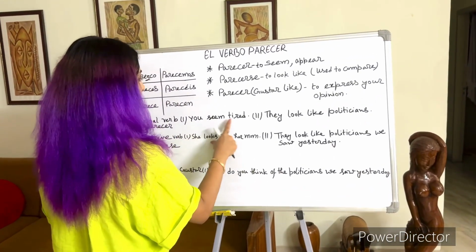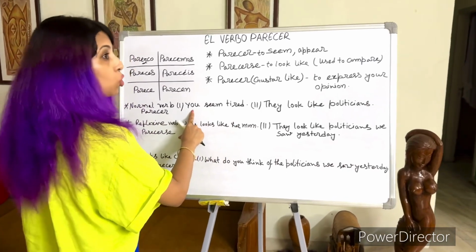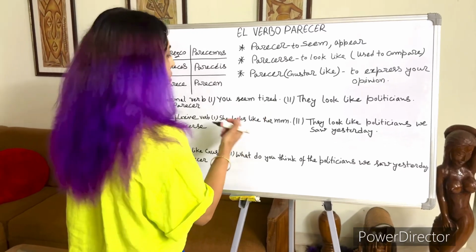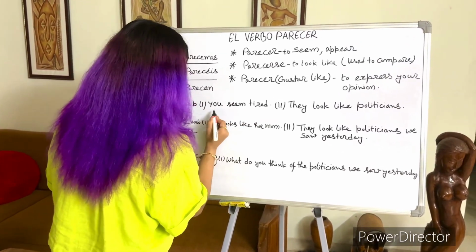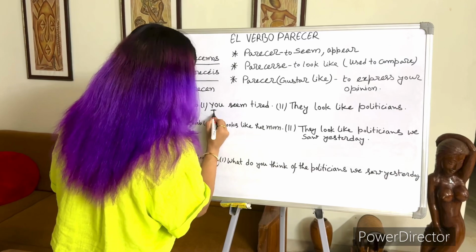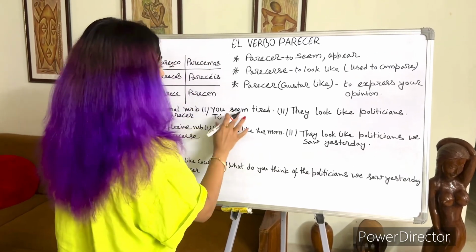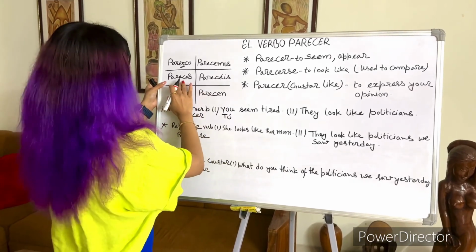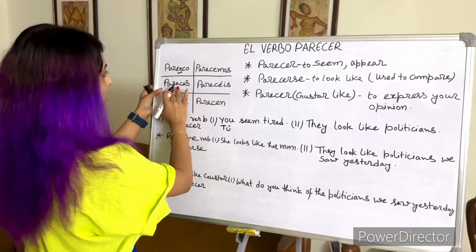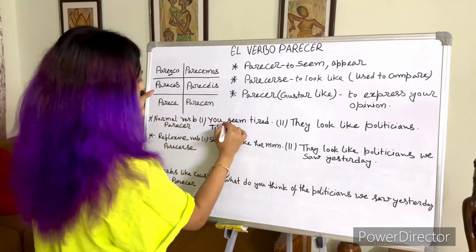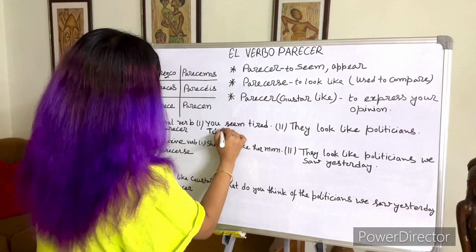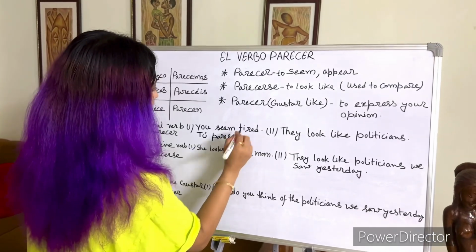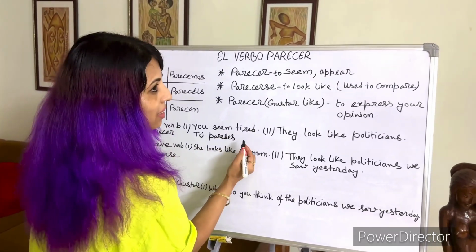So, you seem tired. You is tú, and you can write this subject pronoun or you can omit it. Let's just write it: tú. Then you will use the tú form conjugation of the verb parecer. The tú form conjugation of parecer in simple present tense is pareces. Tú pareces, and tired is cansado.